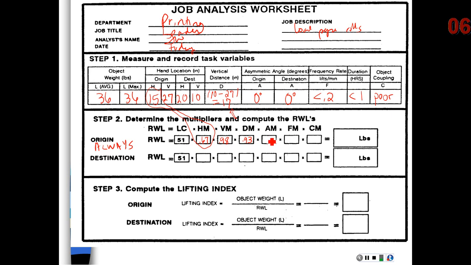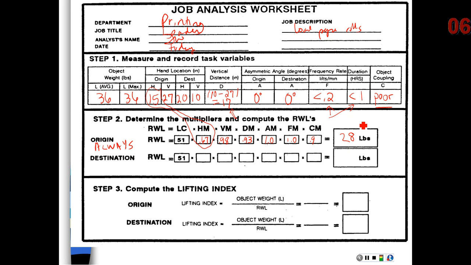AM is 1.0, you're not twisting. FM given, low frequency, low duration, FM is 1.0. And lastly, coupling for poor is 0.90. Once you fill in the boxes, you multiply all those together, 51 times 0.67 and so on. Come up with an RWL at the origin of 28 pounds.